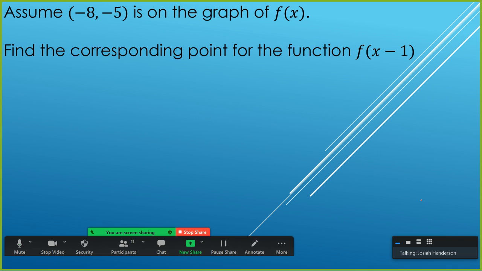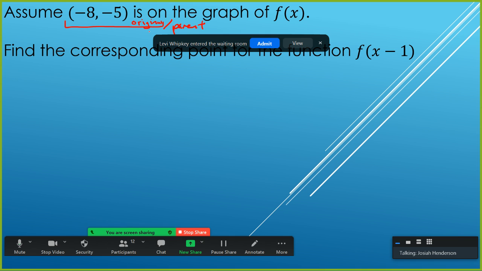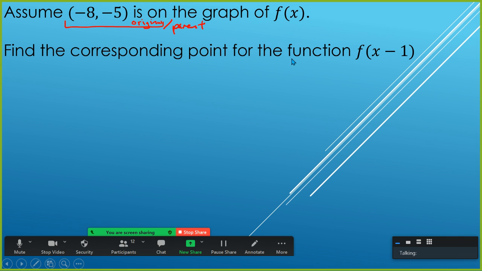Here we go. New one. Assume negative 8, negative 5 is on the graph of f of x. So this is our original or our parent point, okay? Same thing. It's on the original. Find the corresponding point for the function f of x minus 1.